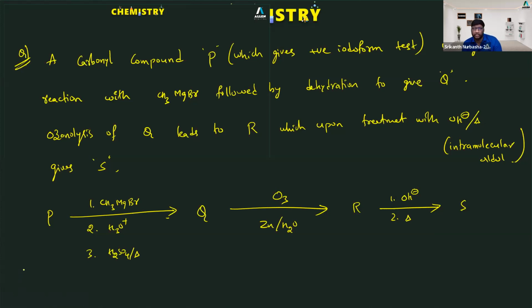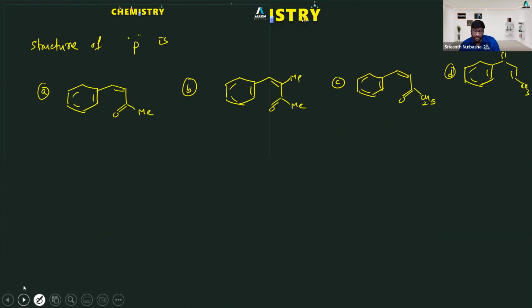Now let us try to look at the compound P. A carbonyl compound P which gives a positive iodoform test. Which can give a positive iodoform test? Look at the set of options. First you have to eliminate. A CH3 C double bond O group should be there. CH3 C double bond O is present here, option A. CH3 C double bond O, option B is also possible. C2H5 C double bond O, will it show a positive iodoform test?